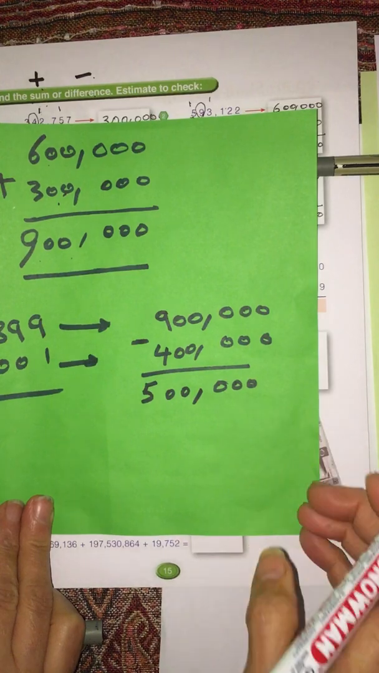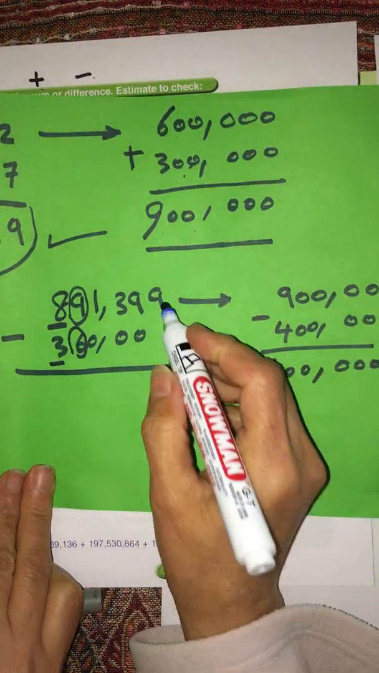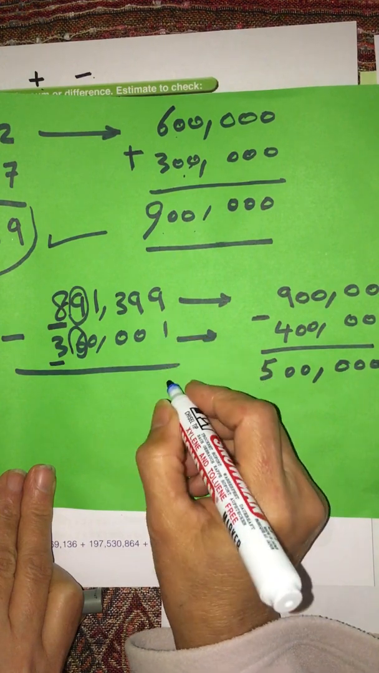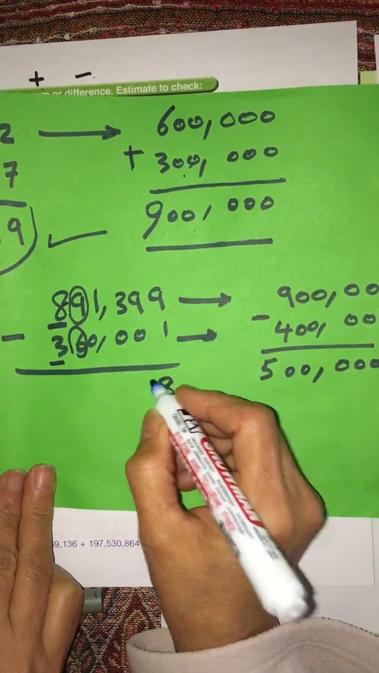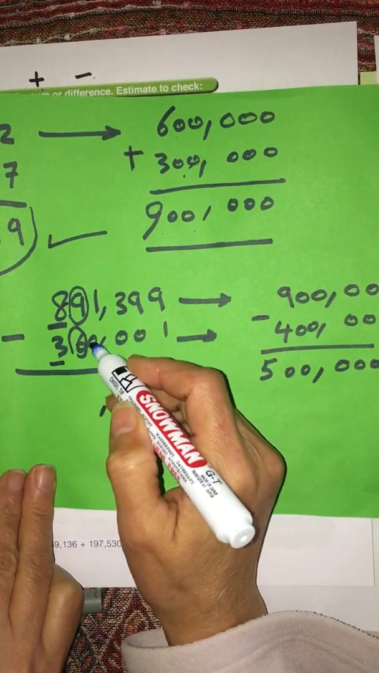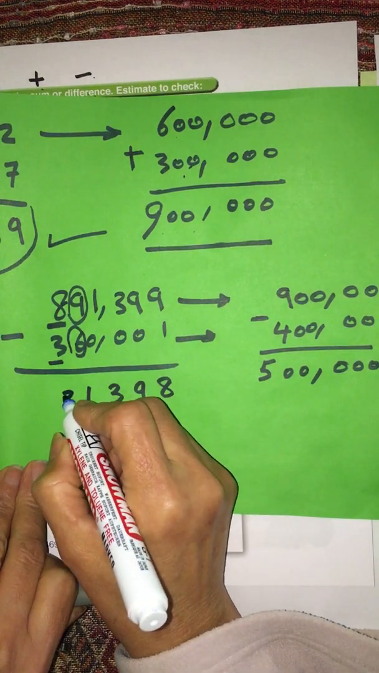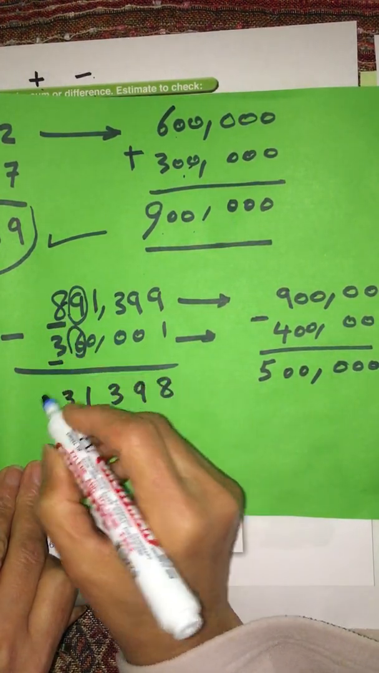500,000. This is the estimation. Okay. Now let's do the subtract. Real subtract. 9 minus 1, 8. 9 minus 0, 9. 3 minus 0, 3. 1 minus 0, I can't. 1. 9 minus 6, it's 3. 8 minus 3, it's 5.